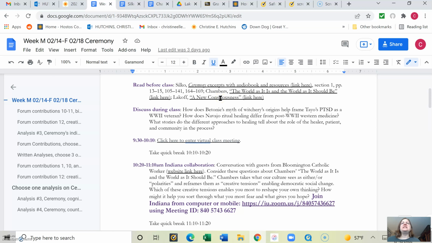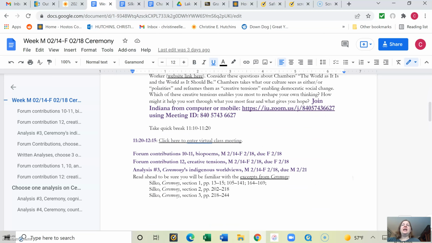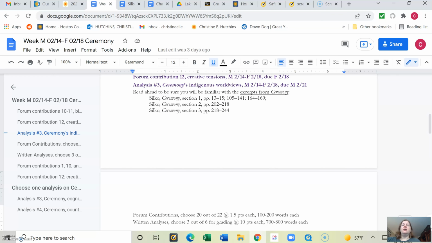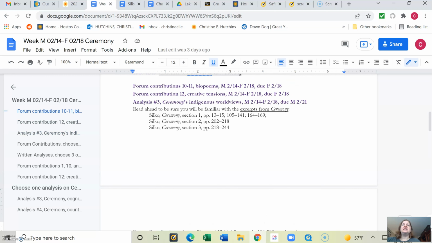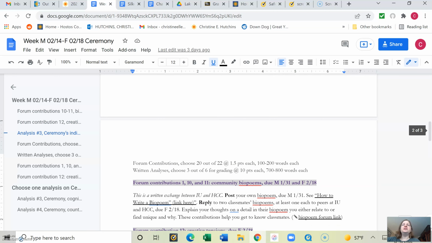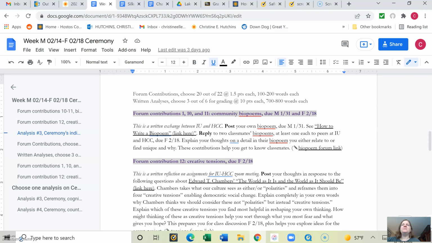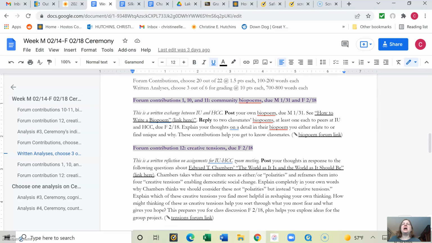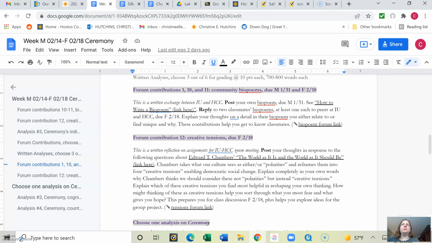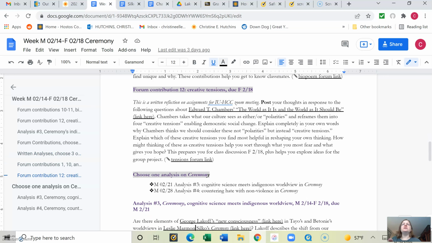Before we look at the readings, let's look at the writing assignments. We have a form contribution and we have an analysis. You can choose either analysis 3 on Ceremony or you can choose analysis 4 on Ceremony. So first, the form contributions: we're finishing the community biopoems, and then there's just a form contribution on Edward Chambers' The World as It Is and the World as It Should Be. So you can get the ideas in that reading down before you move into thinking more deeply about Ceremony.